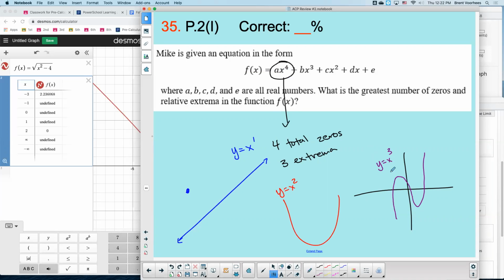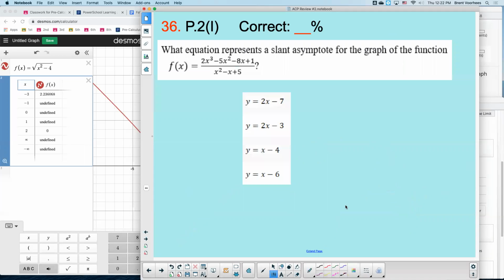This one would have been 4. I said I was going to do one more. I lied. So a 4th power would look something like this. It would come through and go 1, 2, 3, 4. To get 4 zeros, you have to change directions 3 times. Another name for extrema is just a turn. The graph turns direction 3 times.